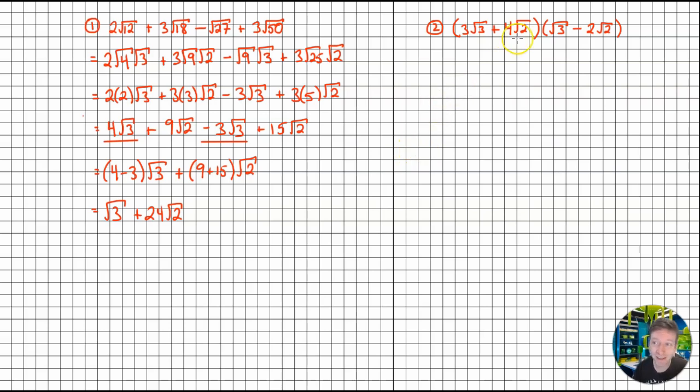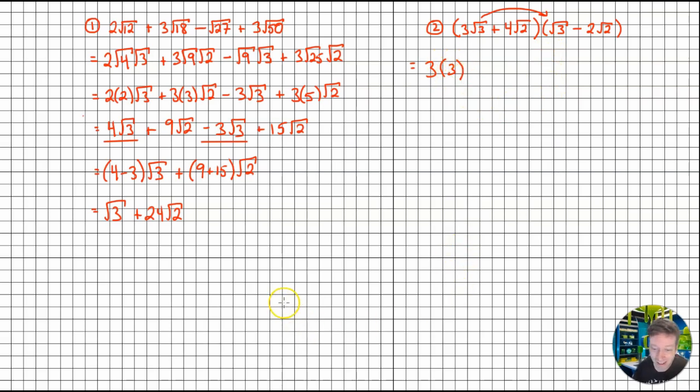Now for the second question, we're going to be multiplying radicals. So we have to apply the distributive property. So let's do that. We're going to essentially do these two terms first. So we're going to get 3 times 1. You can imagine a 1 in front of there. And then we have root 3 times root 3. Root 3 times root 3 is just going to be 3.